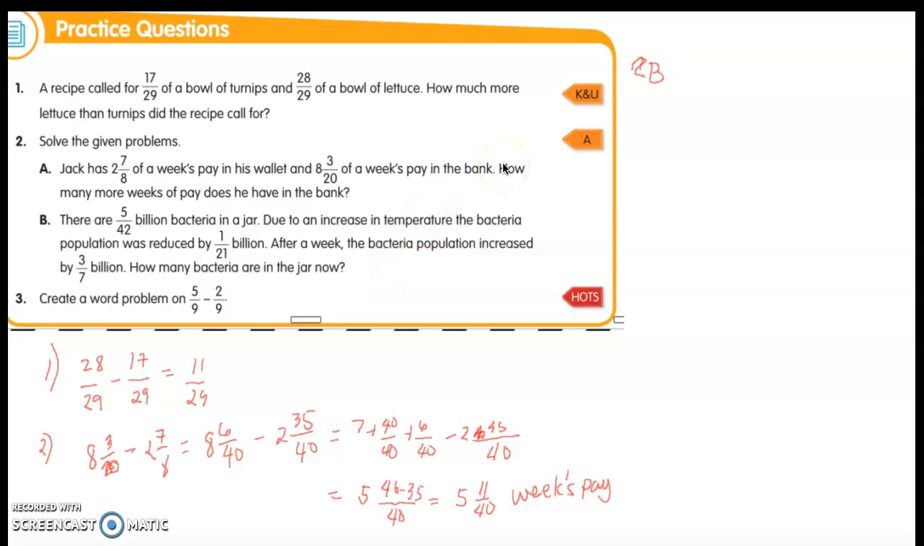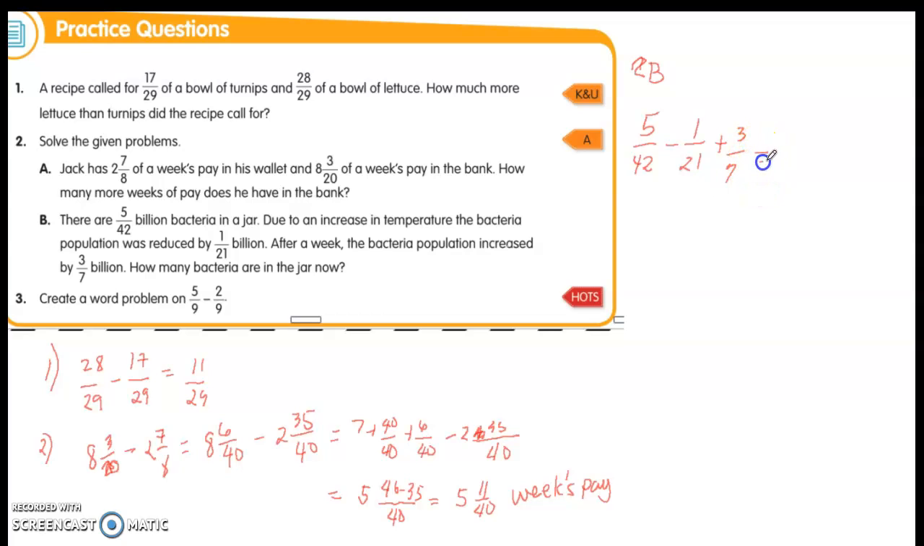Okay, for this problem, again, 5 over 42, and then due to an increase in temperature, the bacteria population was reduced. So it means we're going to subtract 1 over 21 from 5 over 42. So we have 5 over 42 minus 1 over 21. And then after a week, the bacteria population increased by 3 over 7. So we need to add 3 over 7.